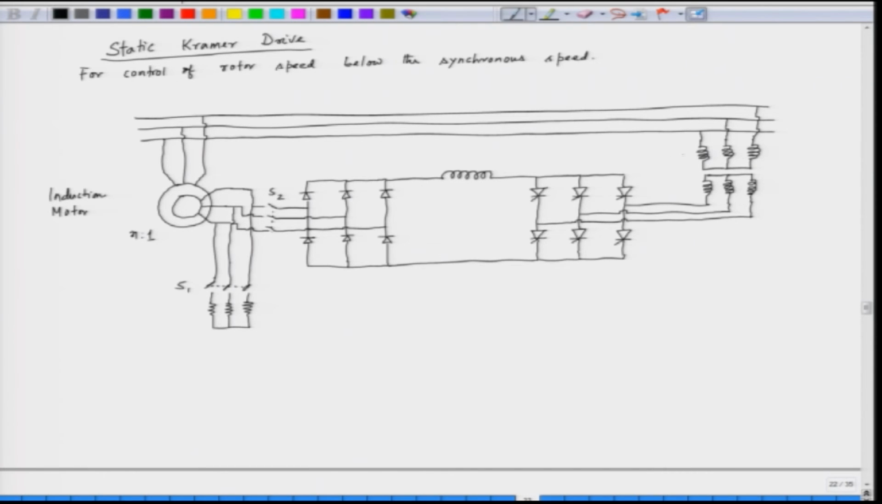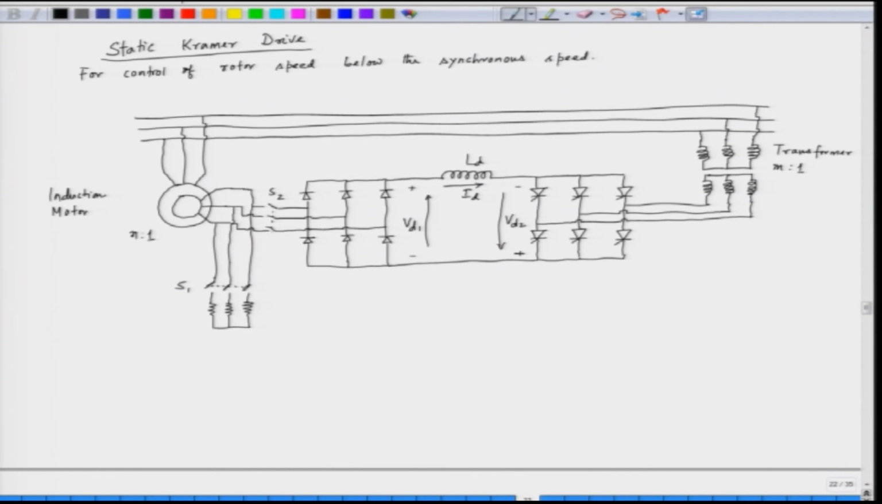So, this is the transformer, and the transformer has a turns ratio of m:1. This is the primary. So, from this side to this side is an m:1 transformer. The inductor in the DC link is LD, and the current flowing through this DC link is ID. The output of the bridge is VD1, and the output of this thyristor converter is VD2. So, VD1 is in this direction, VD2 is in this direction.